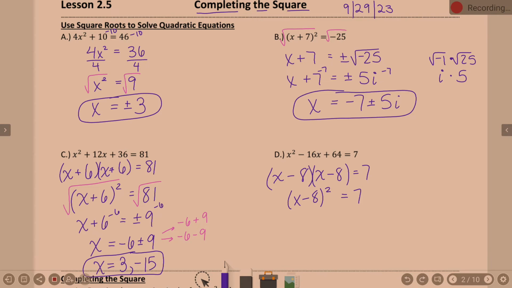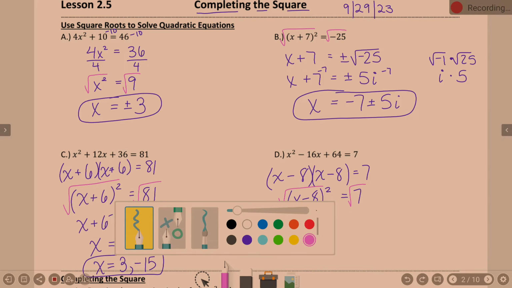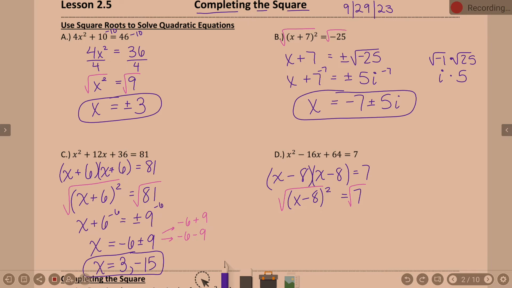Okay, that left is a perfect square, x minus 8 squared, so we're going to square root. If we square root the left, we square root the right. What is the square root of x minus 8 squared? X minus 8. What is the square root of 7? So I heard plus or minus. What is the square root of 7? Square root of 7.